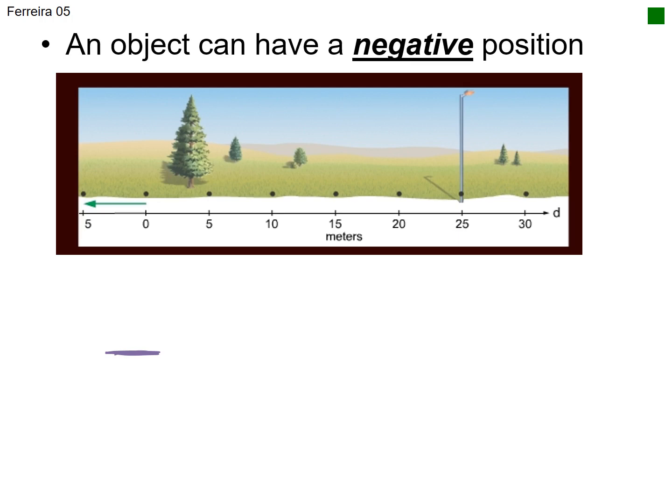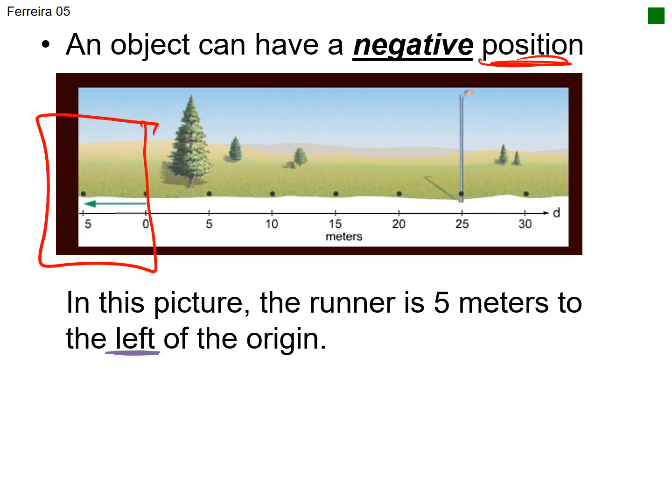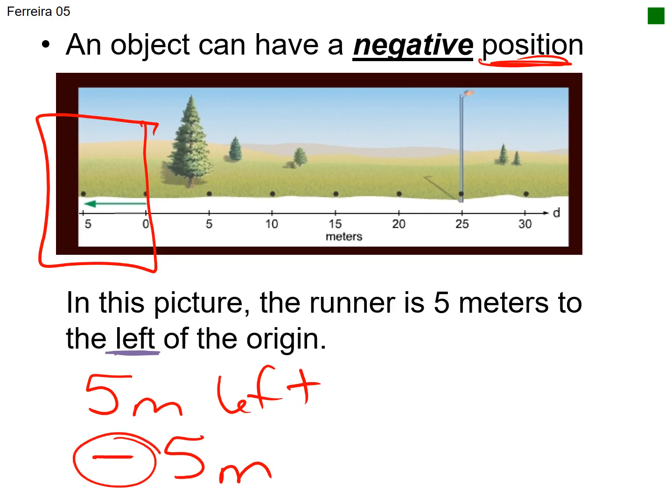Okay, so an object can have a negative position because it can be to the left of the origin, as it is here in this example. So in this picture, the runner is 5 meters to the left of the origin. So if you were asked to describe the runner's position, you could do it 2 ways. You could say 5 meters left, or you could write -5 meters. Those two notations mean the exact same thing. By convention, this negative sign indicates left.